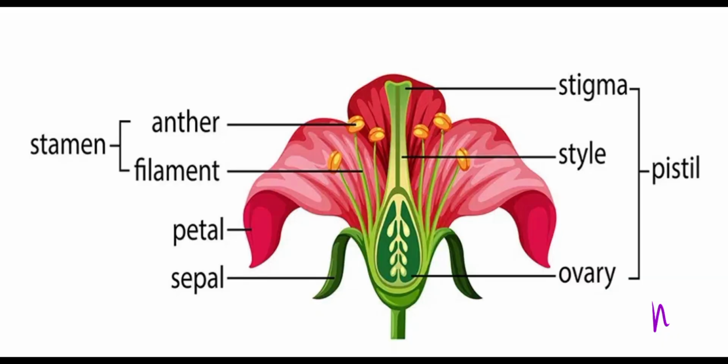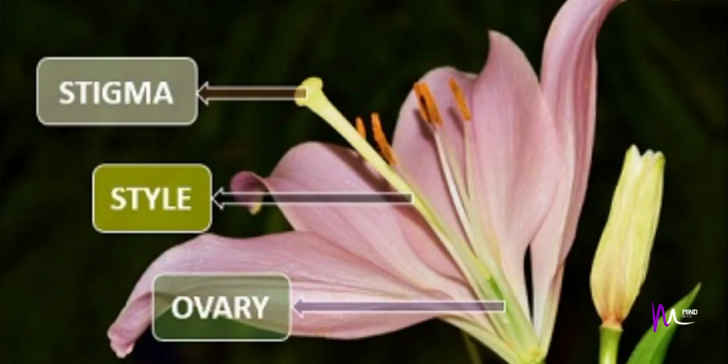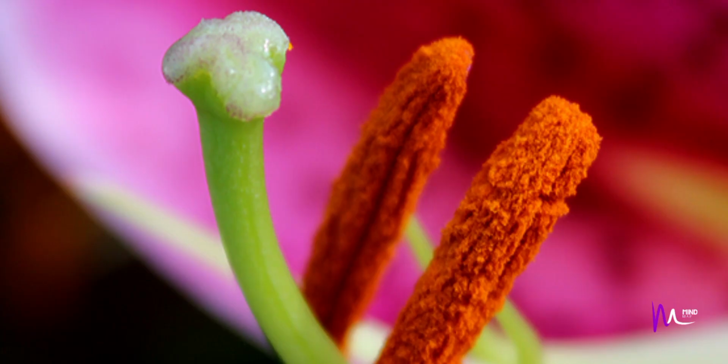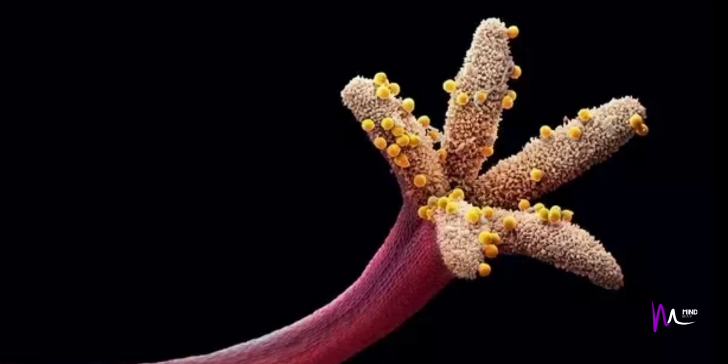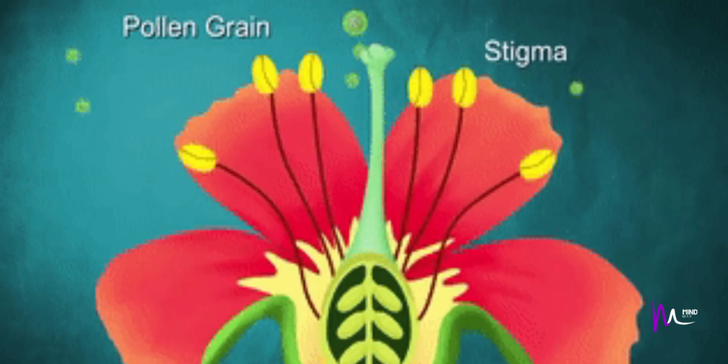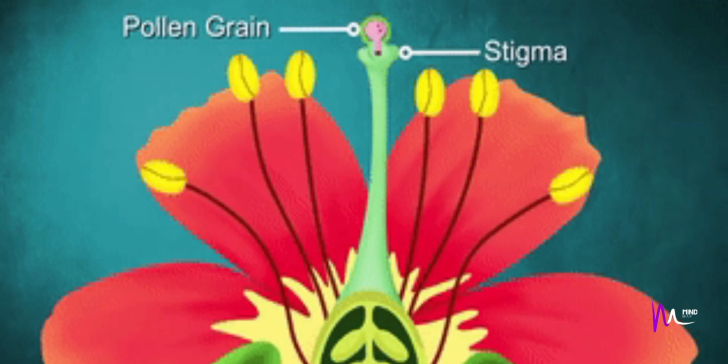Female flower parts. The pistil is the female part of a flower. Each flower's pistil is made up of three main parts: the stigma, the style, and the ovary. Stigma is the sticky top of a pistil. It traps and holds pollen that touches it. Style is the tube-like structure that holds up the stigma and provides a passageway down to the ovary.